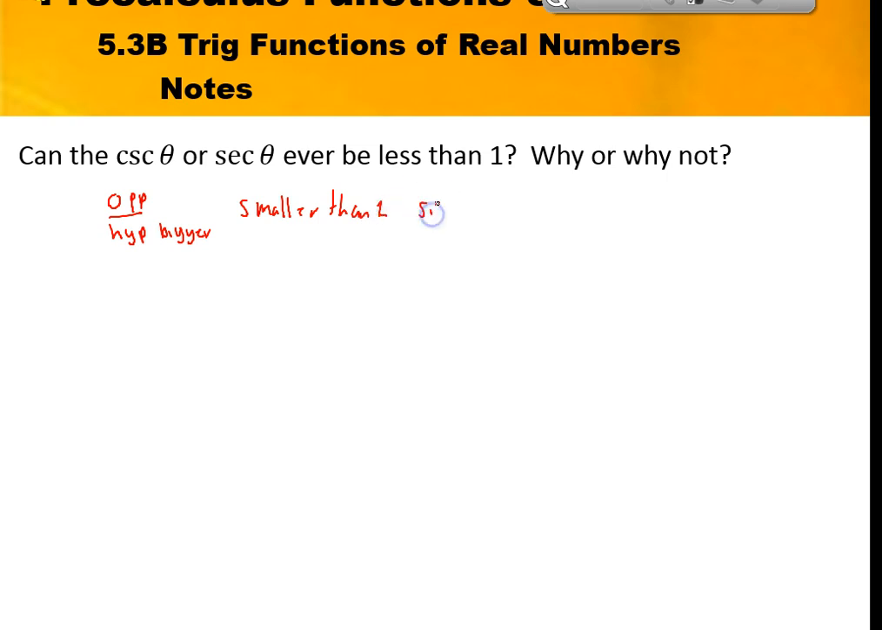So we know that sine and cosine are smaller than 1. But what about cosecant and secant? Well, cosecant is hypotenuse over opposite. So the biggest side's always going to be on top, and the same thing for secant, it's going to be hypotenuse over adjacent, and the biggest number is always going to be on top. So that looks like it's always going to be greater than or equal to 1. It's never actually going to be between negative 1 and 1.